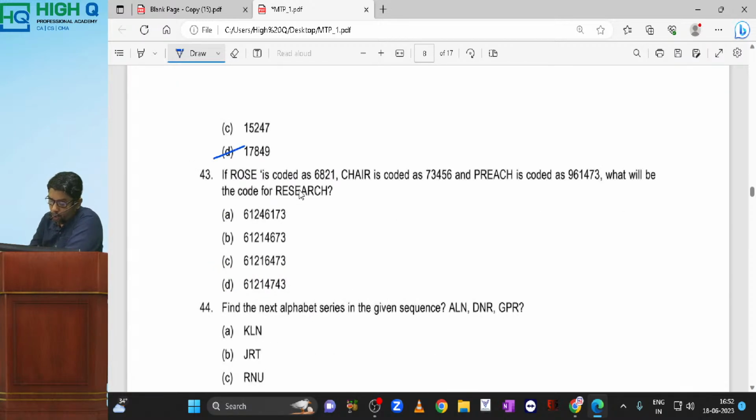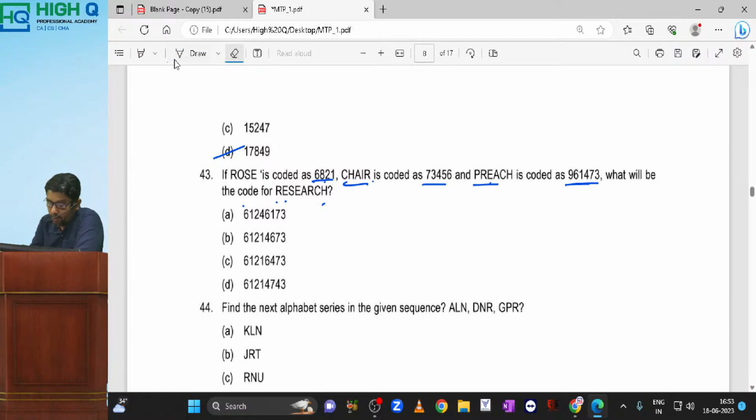Next. Rose is coded as 6821. Chair is coded as 73456. Preach is coded as 961473. What will be the code for research? So R 1, E 4, S is what? 2. Correct number? Oh, okay.